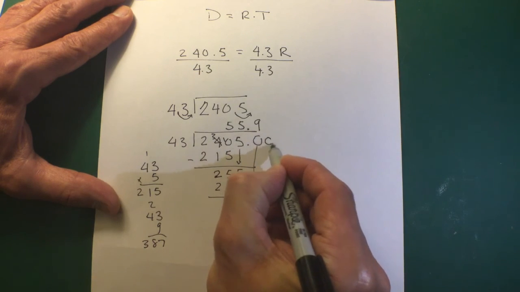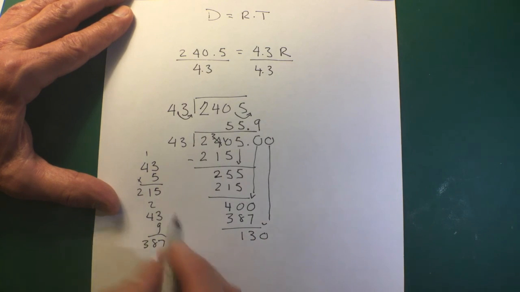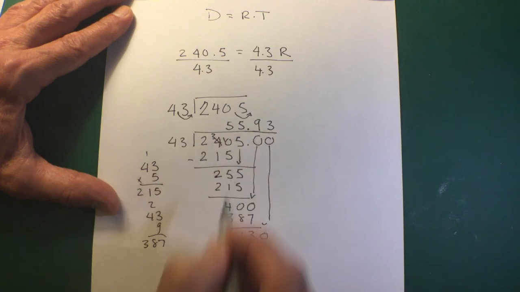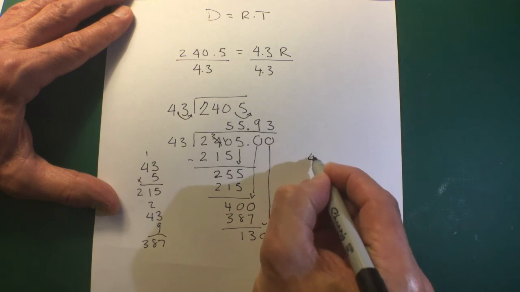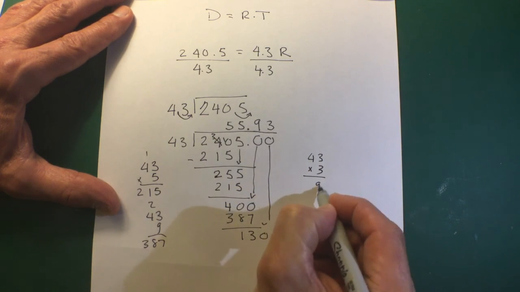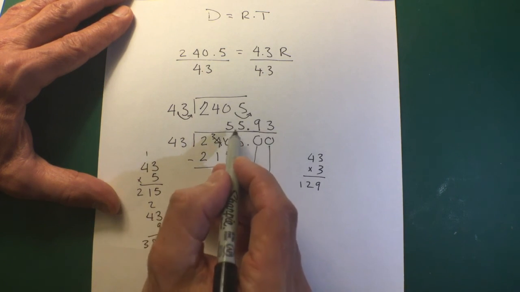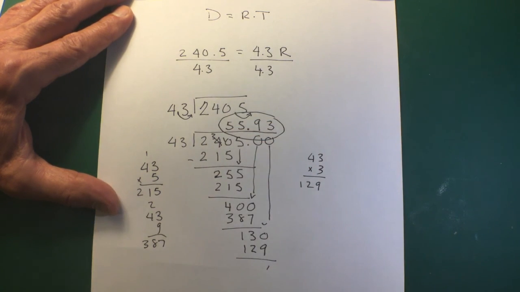You can't, so let's add another 0, and we'll bring this down. Whoops, a little hard to write this way. How many groups of 43 can we get out of 130? And it's going to be 3. So 3 groups of 43 is going to be, if I simply multiply 43 times 3, it's 129. Okay, and then that's enough. This will end up being 1, but this is far enough. So its speed is 55.93 miles per hour. So that's your answer. Okay, that's number 25.